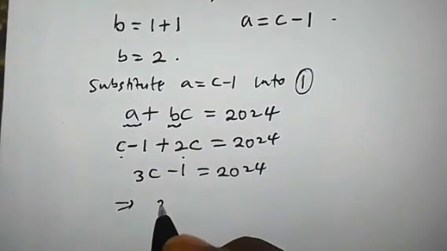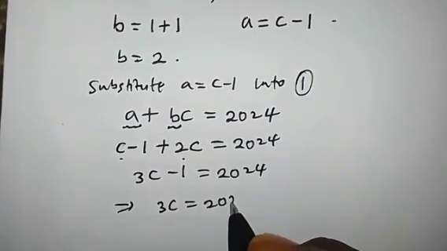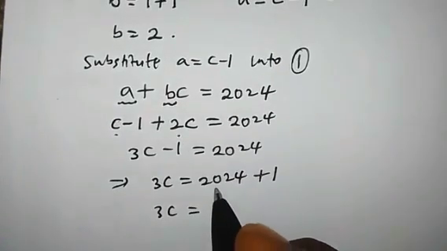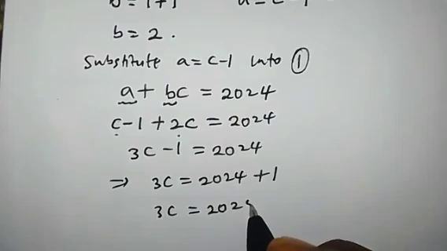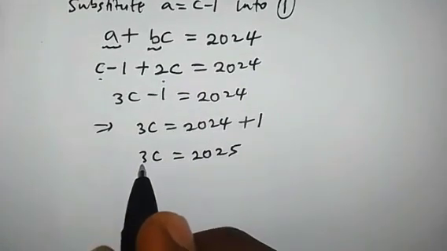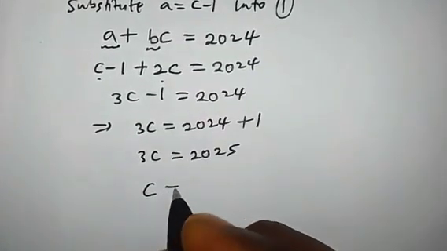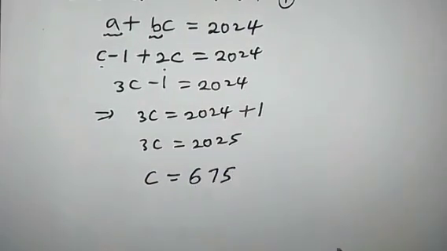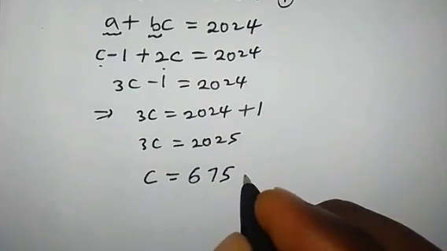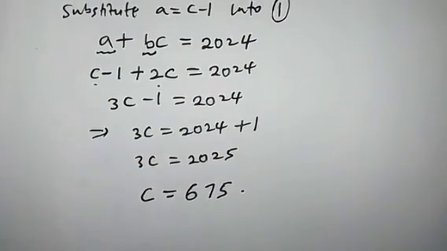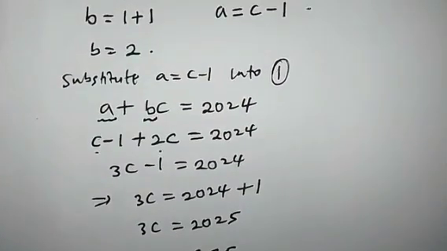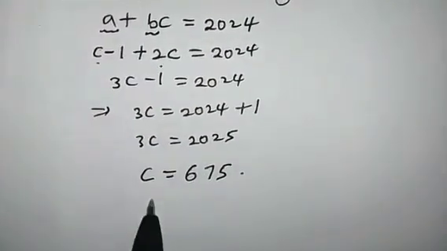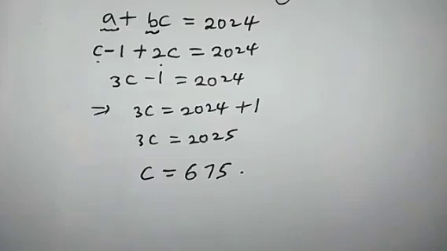This implies that 3C is equal to 2024 plus 1. 3C is equal to 2025. If we divide both sides by 3, C is equal to, that is 675. You can confirm that. This is the value of C. What is left now is to find the value of A, since we already have the value for B and C. So let us find the value of A.